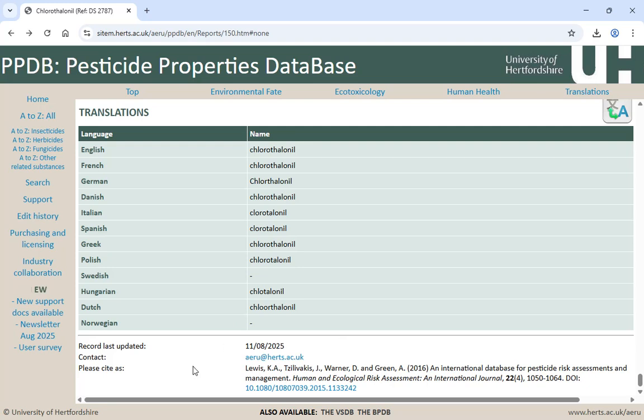Again, it's got when the record was last dated, as you can see there, and a link to our main paper that you should cite if you do want to reference any particular record in the database. This is the paper to use. It's our main one that we wrote a while ago now, but please use that for any citations.